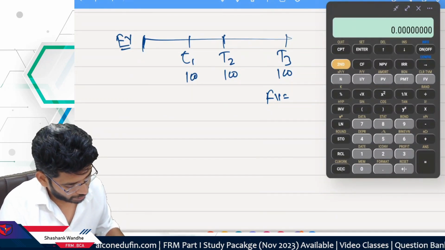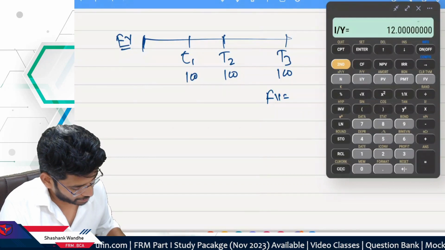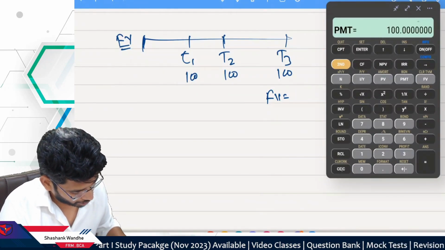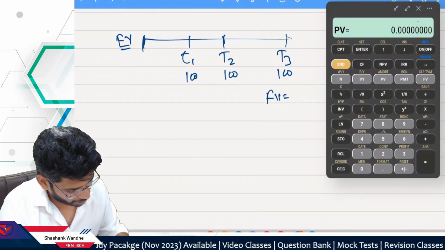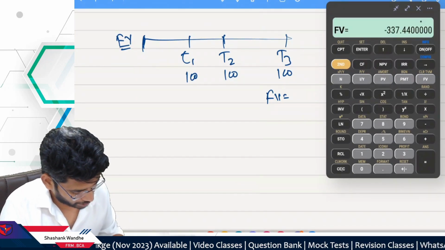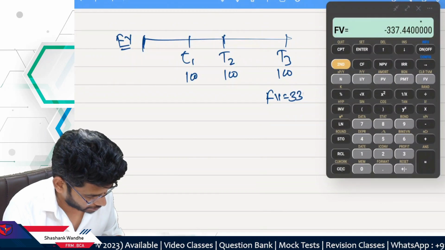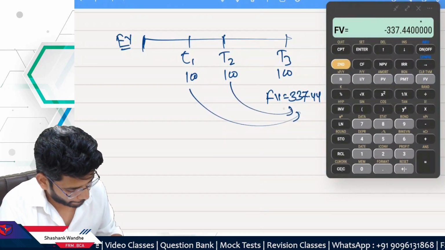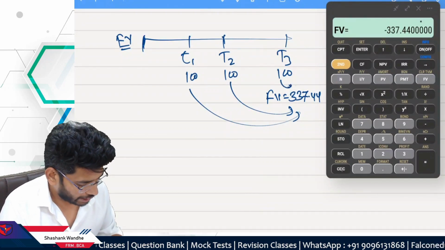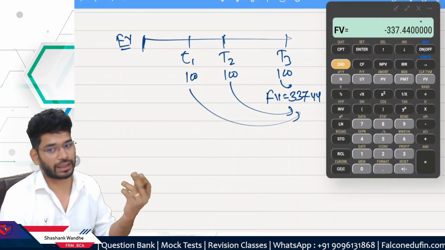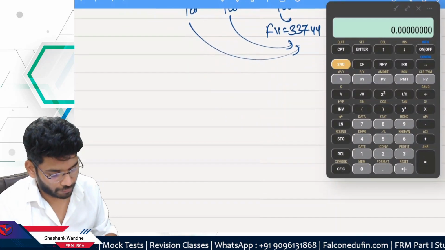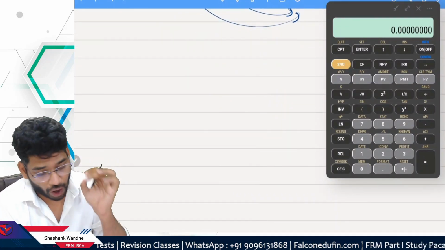So again, clear TVM, we are taking I by Y is equal to 12%, 3 total N. Then 100 is our PMT, 0 PV, CPT, FV, and the answer is 337.44. What are we doing here? We are simply compounding these values and then we are taking the summation. Okay, simply totaling it. That's it. So this is the future value calculation when we have the ordinary annuity.